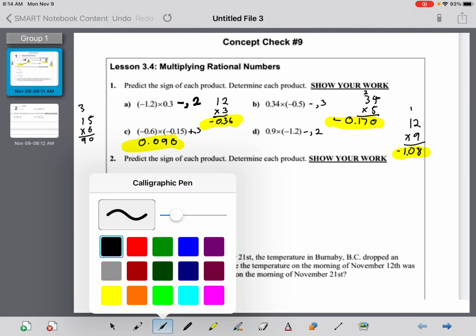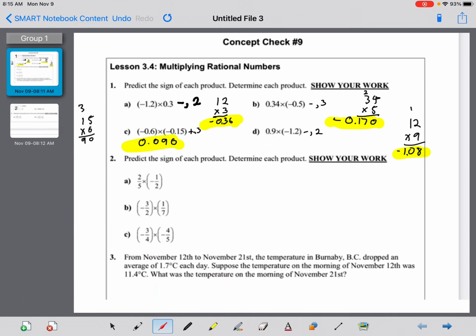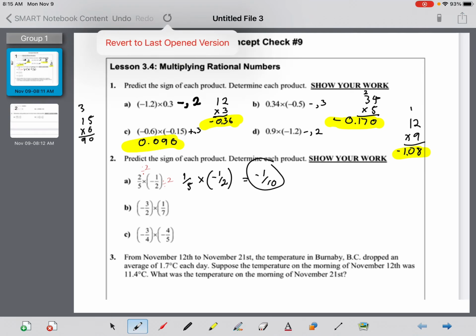Okay, again, I will be reducing as I go. So I'm going to divide by 2, divide by 2. So I'm going to have 1/5 times negative 1/2, which is going to give me negative 1/10. Oh, that's not helpful at all. Here we go. I'll just take this away. I'll just highlight it so you know.